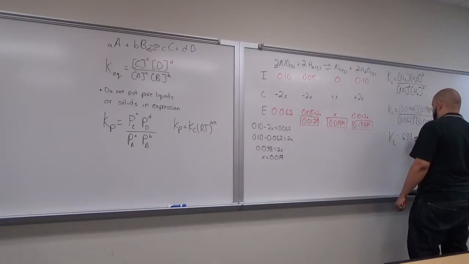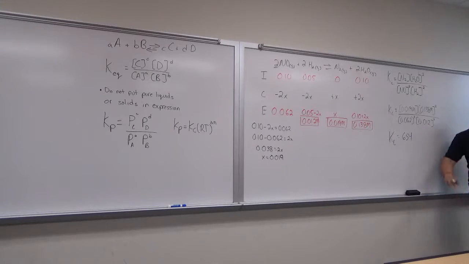All right, so 654, again, we don't have any units. What does this value say about the reaction? It favors product. So if we got this into a vessel at this particular temperature, then we're probably going to get some product. We're going to see product at equilibrium.